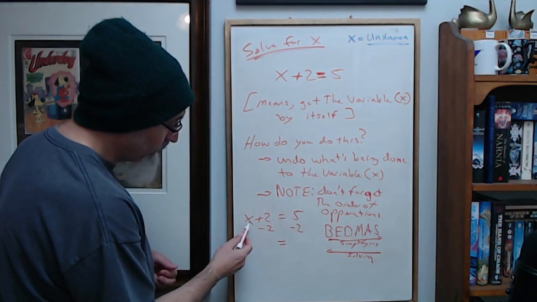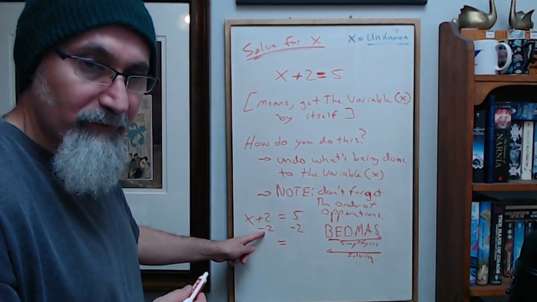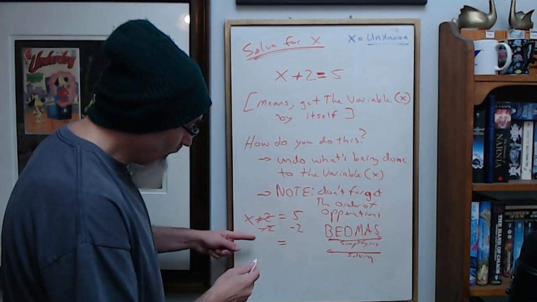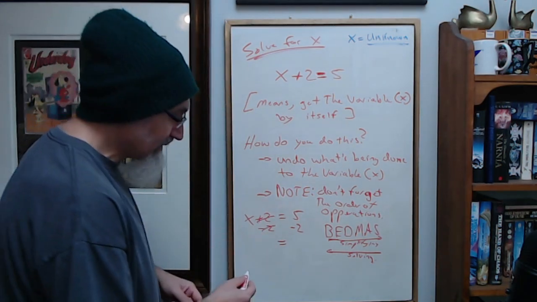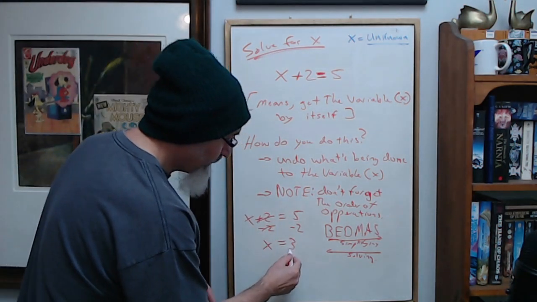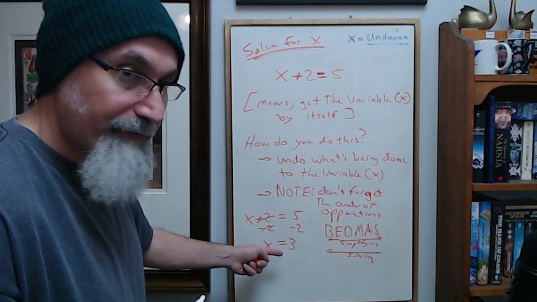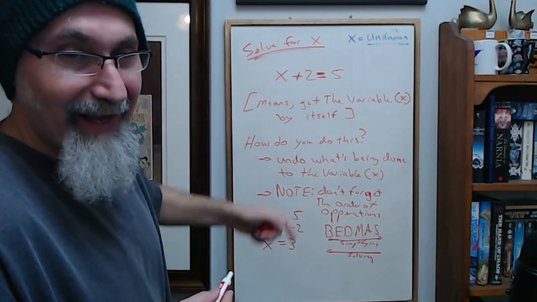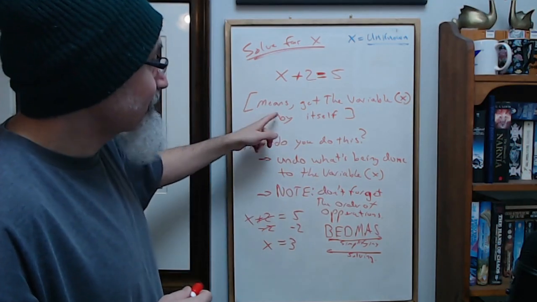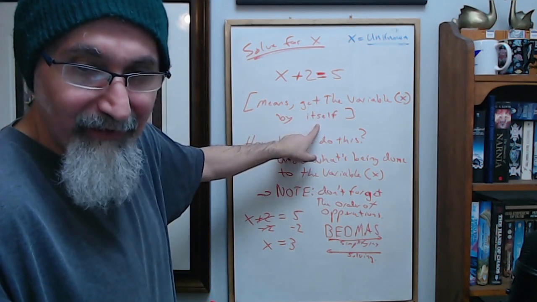And what do we get? x plus 2 minus 2. Well, positive 2 and negative 2, they kill each other. Boink, boink. So what do we have left on this side? We just have x left on this side. 5 minus 2 is 3. When we get to the end, we've got our answer. x equals 3. We just solved for x. We solved for our unknown. We isolated the variable. Get the variable by itself.